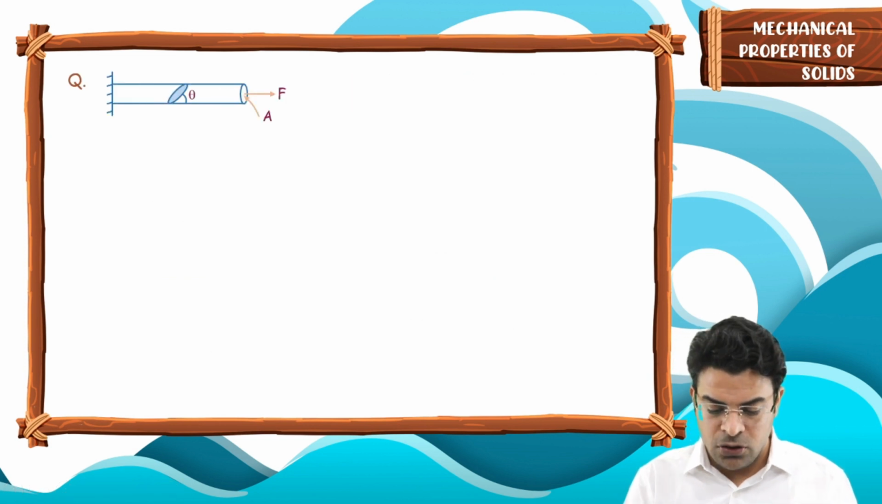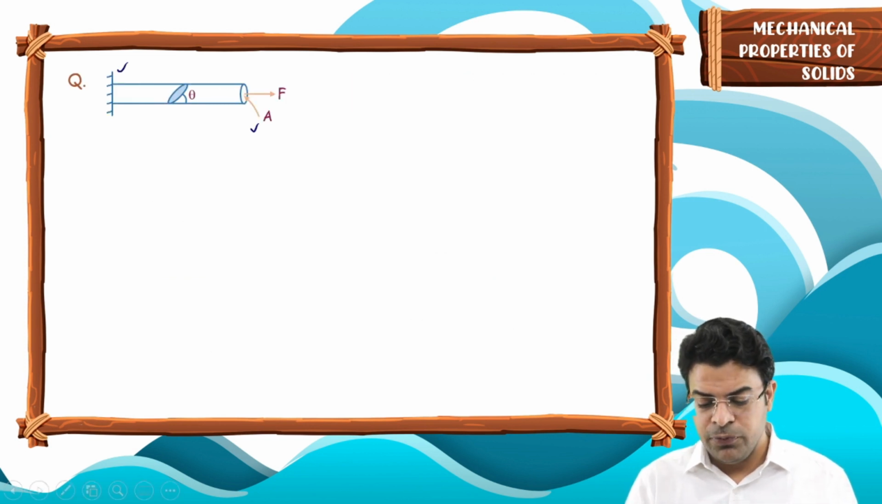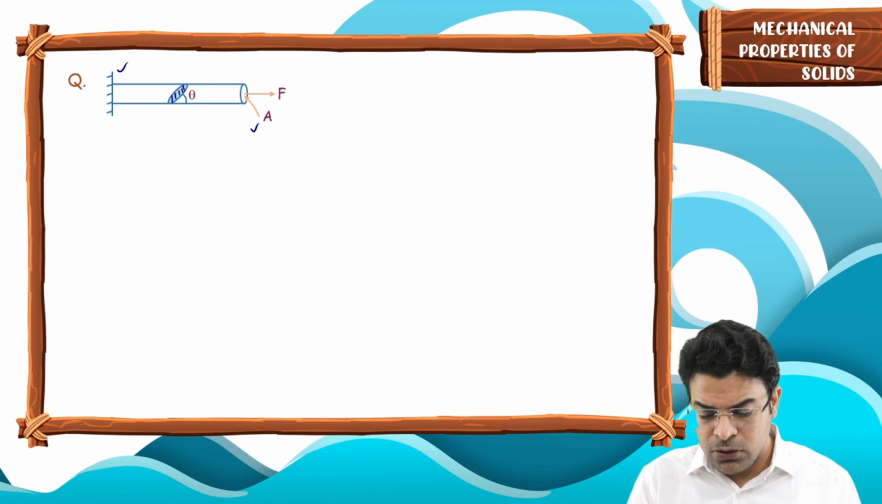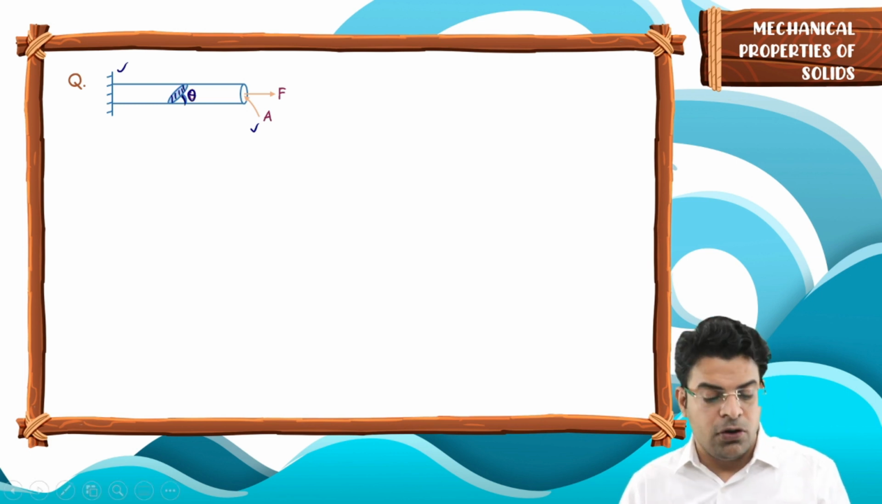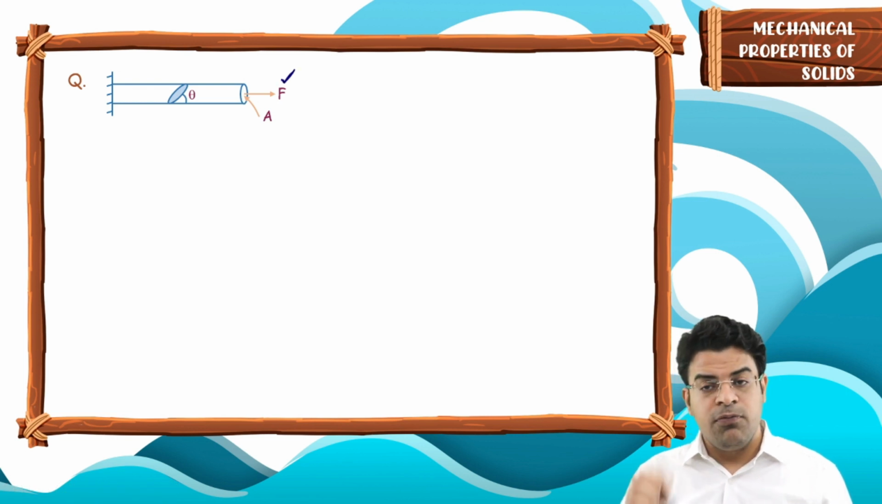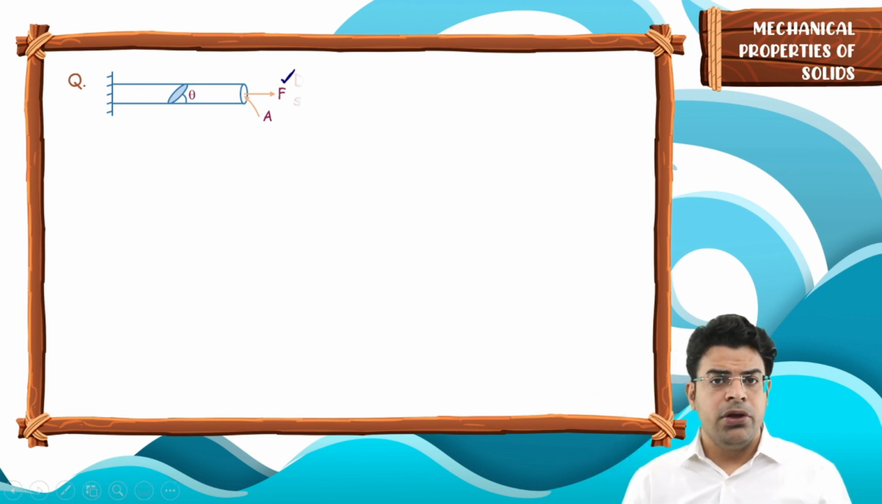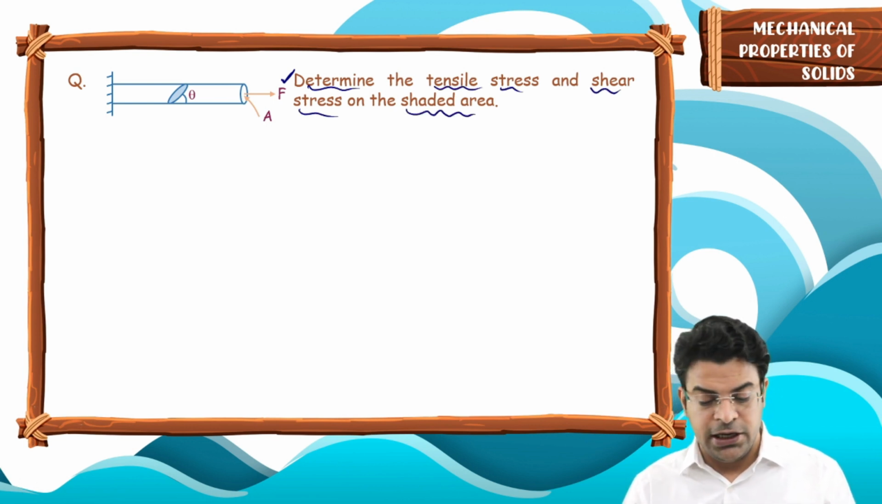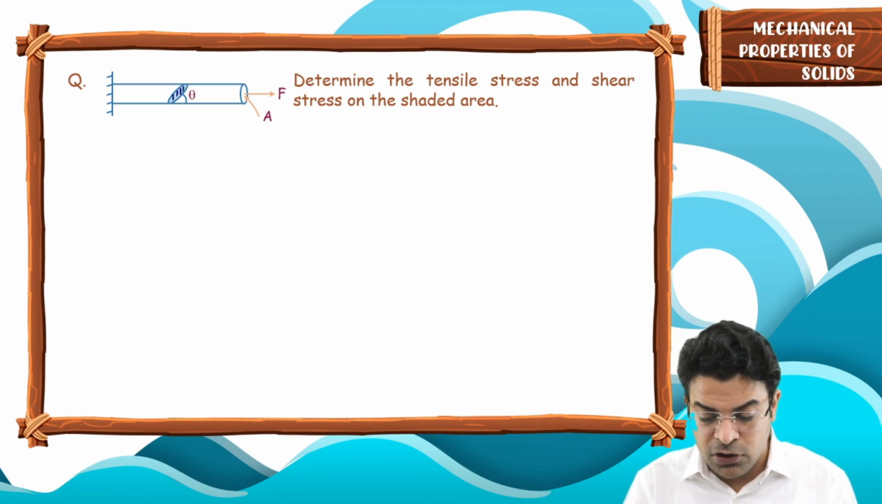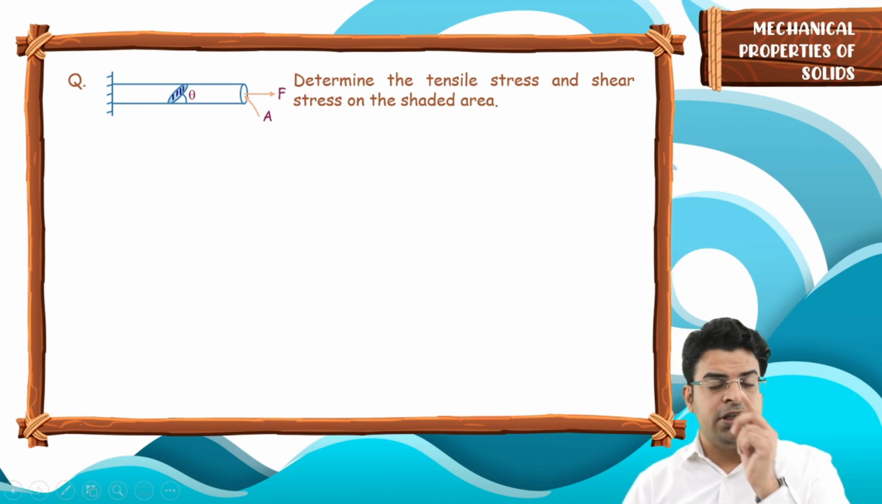Let's say we have this rod of cross-sectional area A, and there is one particular area marked which makes an angle theta with the length of the rod. And we are applying some force F on the free end. Question is, determine the tensile stress and shear stress on the shaded area. So what is the tensile stress and what is the shear stress on this shaded area?